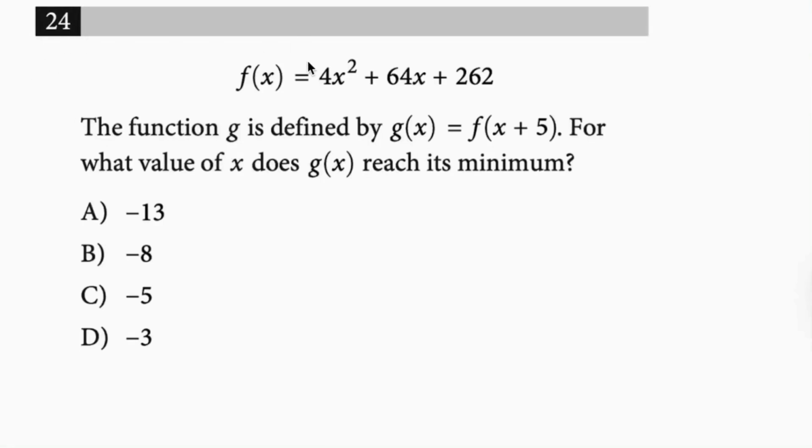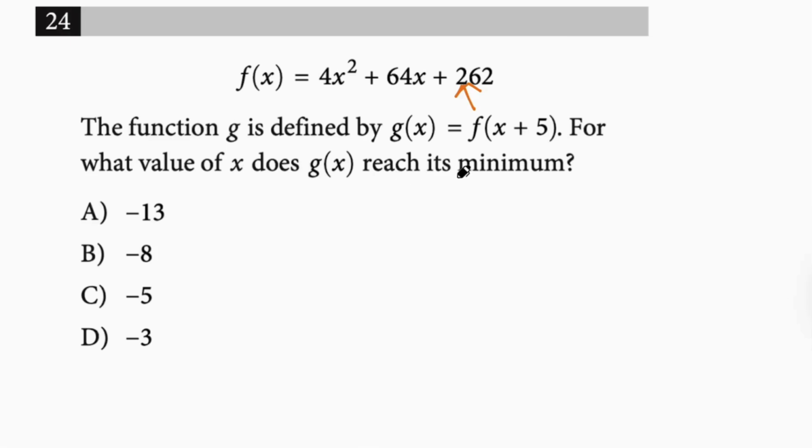Question number 24. f of x is equal to 4x squared plus 64x plus 262. The function g is defined by g of x is equal to f of x plus 5. Okay, that means this function is transformed. For what value of x does g of x reach its minimum?